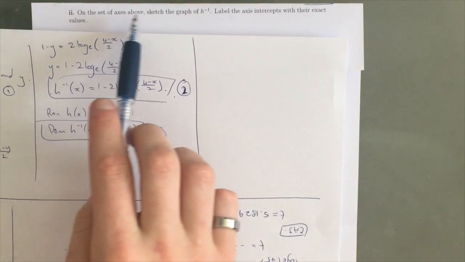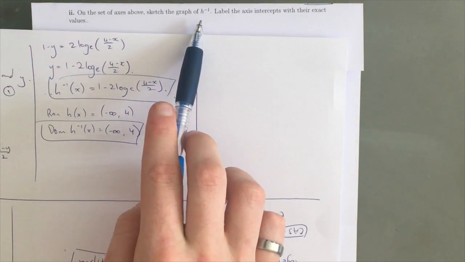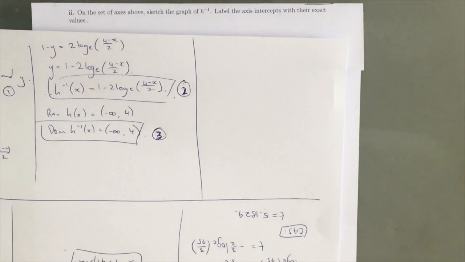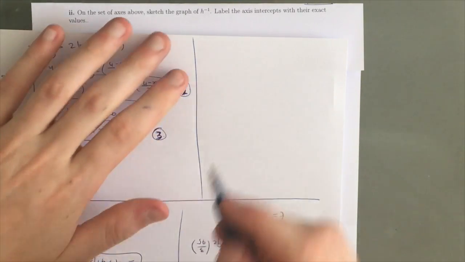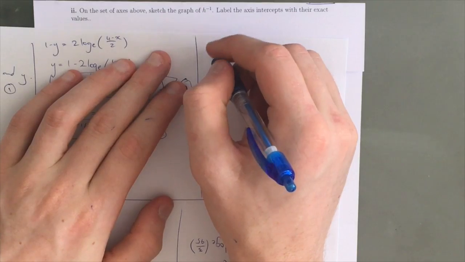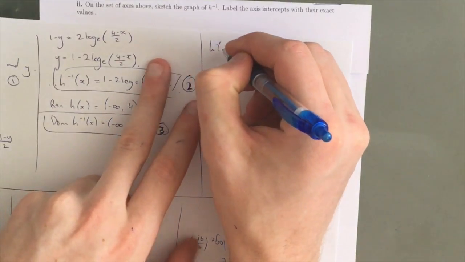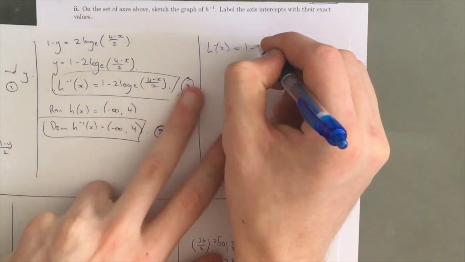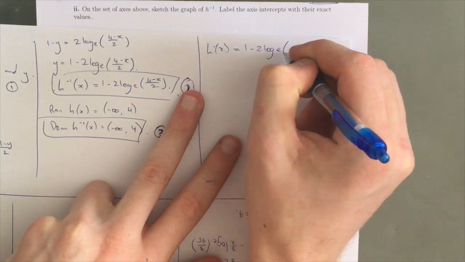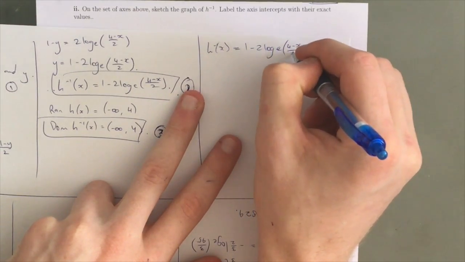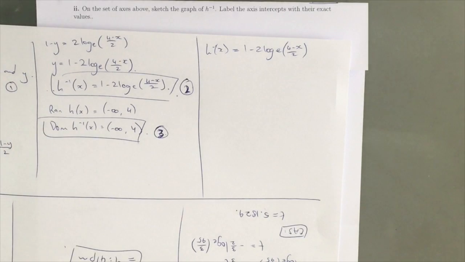Part II. On the set of axes above, sketch the graph of the inverse of h. Label the axis intercepts with their exact values. So firstly, we want to actually find what those axis intercepts are. So we know that our inverse equation is equal to 1 take 2 log e of 4 take x on 2. And we want to find the y and x intercepts.